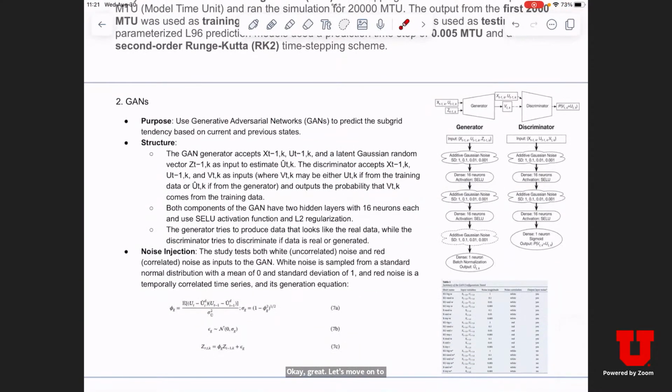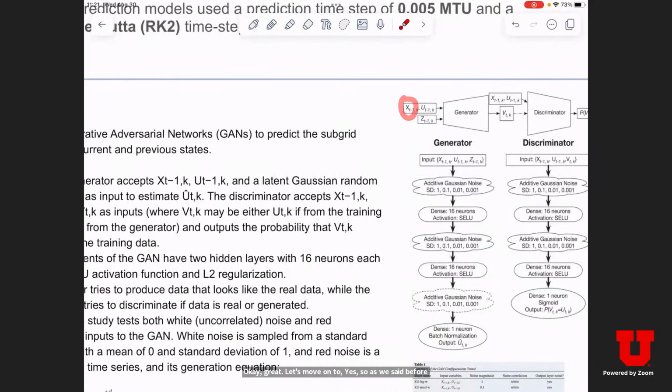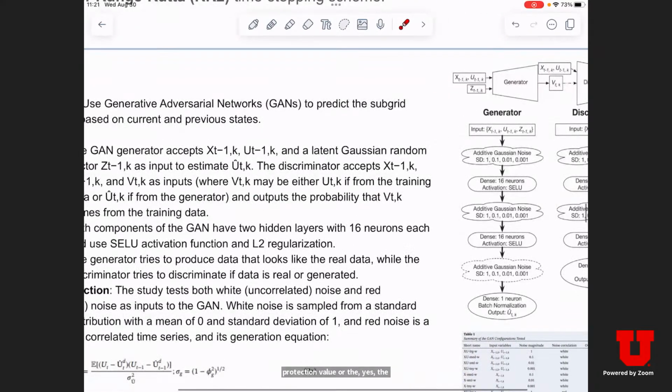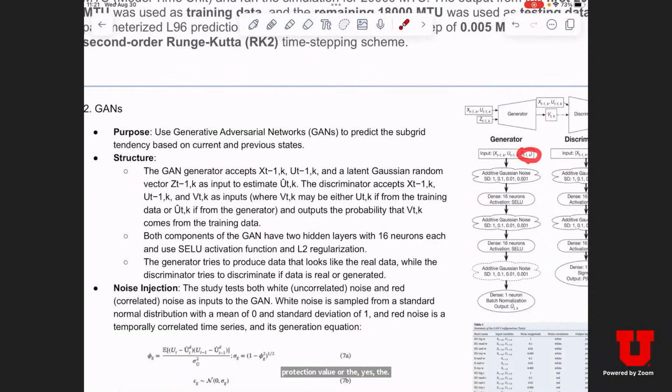Yes, so as we said before, the input of the GANs is the X, last time step X and K location, and the U, last time step U, and on the K location. So we cannot see any Y because U is the prediction value or the estimate value. And the Z, this term is called the latent Gaussian random vector, kind of like the noise injections.